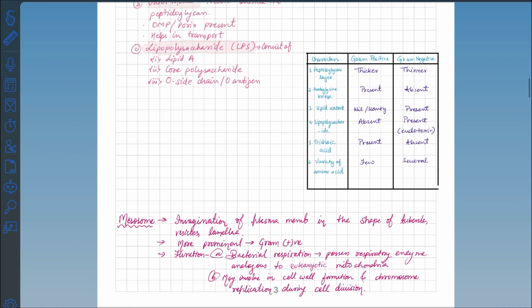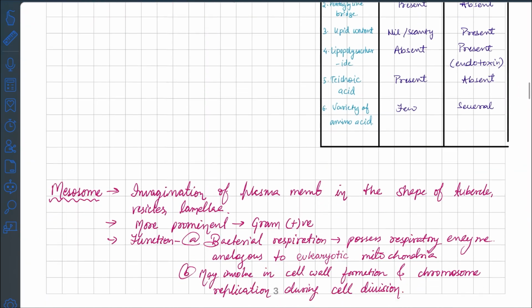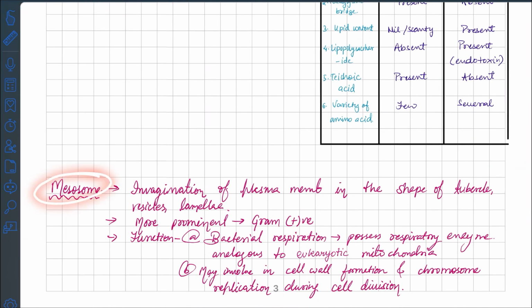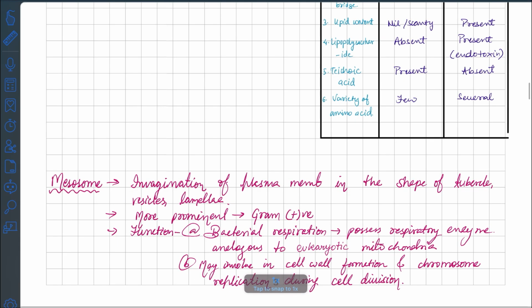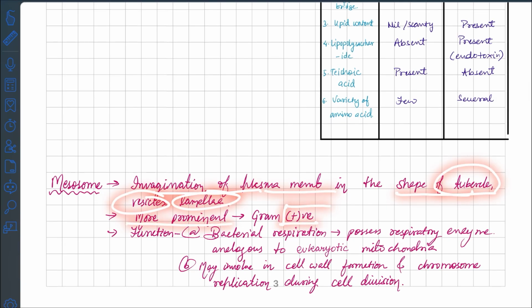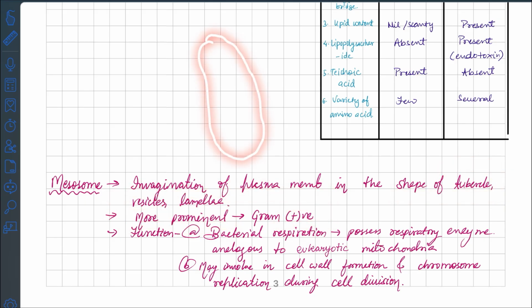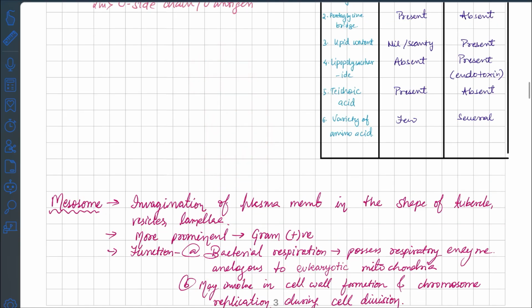So now that we are done with the cell wall of bacteria, let's move into another structure known as the mesosome. Mesosomes are invaginations of the plasma membrane in the shape of tubercles, vesicles or lamellae. They are more prominent in the case of gram-positive bacteria. So if you didn't understand, let's just assume this is the bacteria, the outer one is the cell wall and this is the plasma membrane. If the plasma membrane invaginates, or let me show you another one.